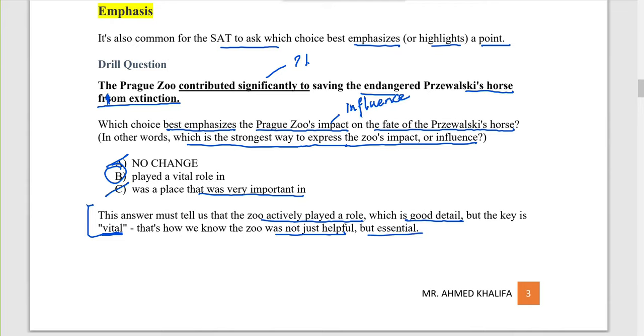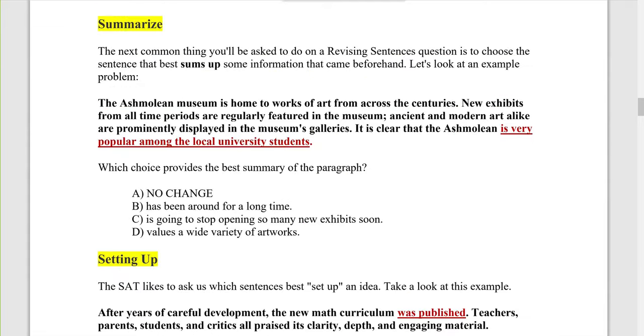You say, teacher, so what is the difference between contributed significantly? When you contribute significantly to something, it doesn't mean you play a vital role. Vital means what? Essential. In other words, if you want to write this word, indispensable. It cannot be dispensed with. So we need something like that. Played a vital role in. Are you all convinced with that? Thank you very much. Then we might face questions like that in the exam.